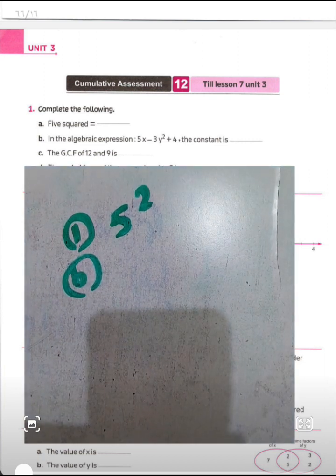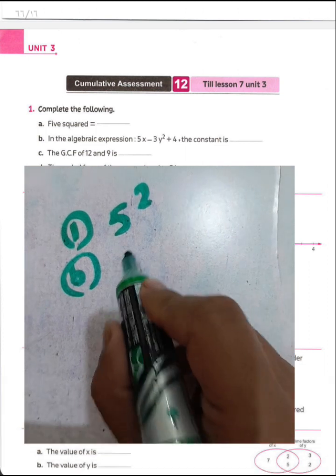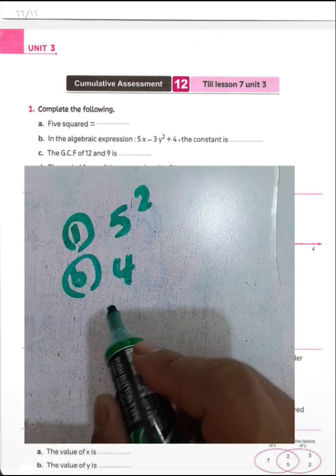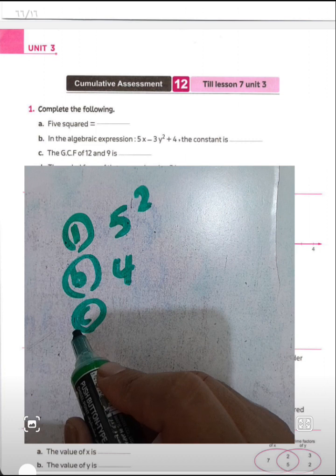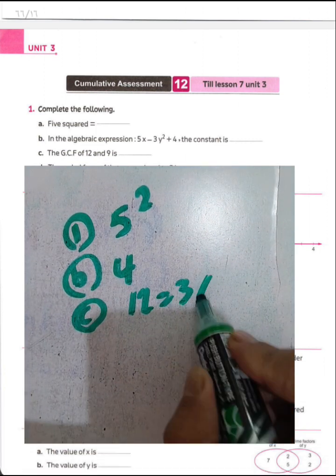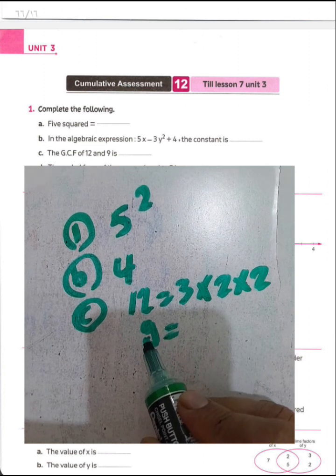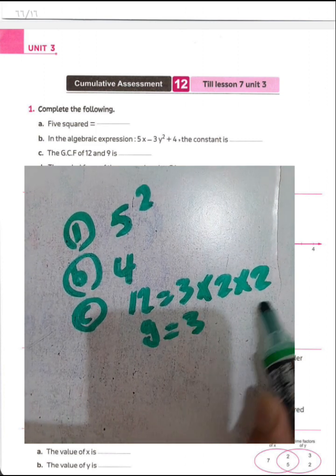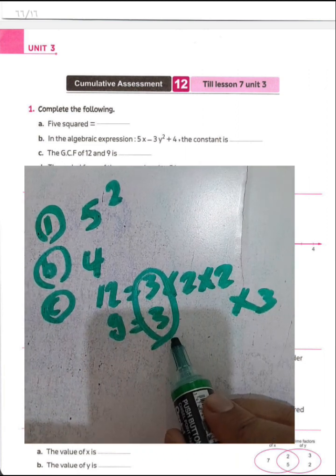It will be the constant. We have 3 terms in this expression, then the constant here will be equal to 4. Next question, letter C: the greatest common factor between 12 and 9 is 3, because 12 equals 3 times 4 and 9 equals 3 times 3. Then the greatest common factor between them will be 3.